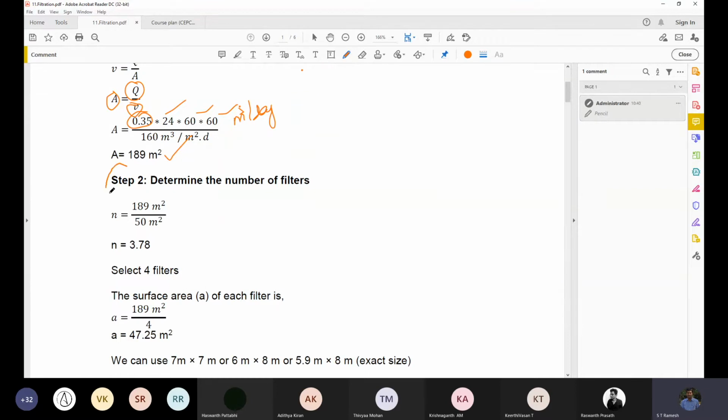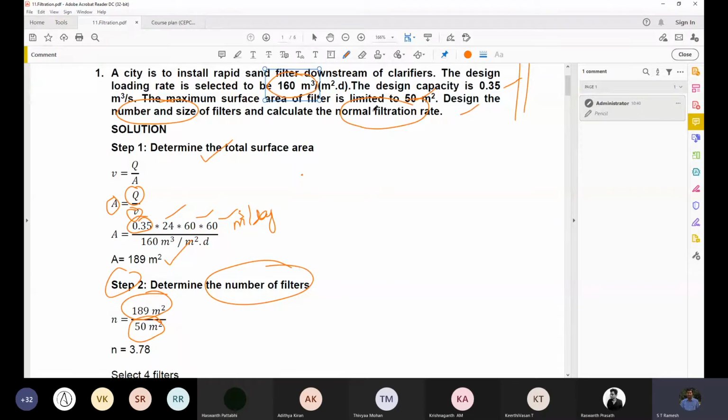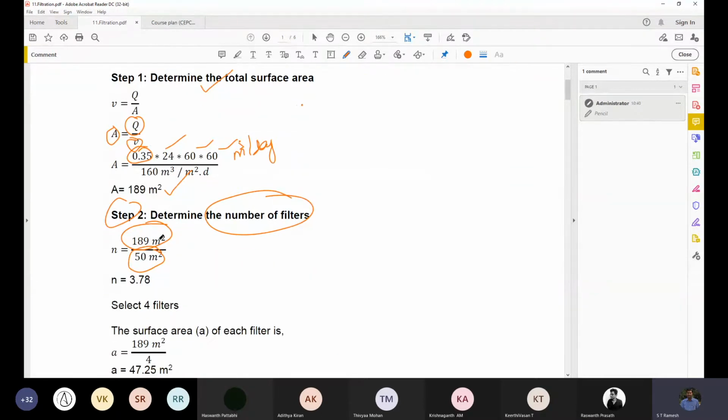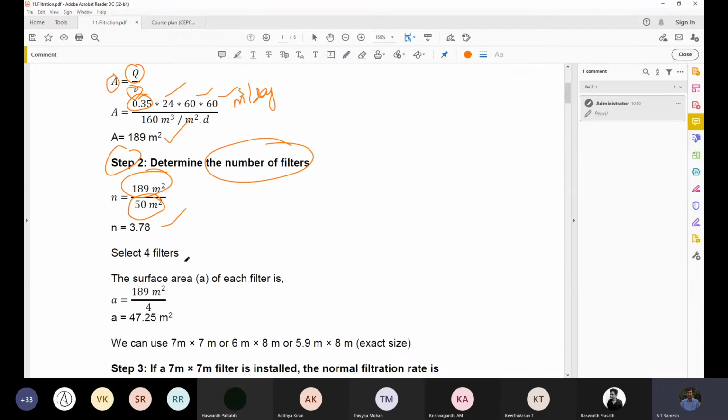Step number 2, determine the number of filter beds. The total area is known from the previous step, and it is also given in the problem that the total surface area is limited to 50 meters square. So 189 by 50 becomes 3.75, and you can round it to 4 filters. That we also discussed. Normally the filter beds are designed in even numbers, so that, for example, filter number 1 and filter number 2 could share a common wall, and the piping may also be common for both of the filters. So now consider 4 filters.